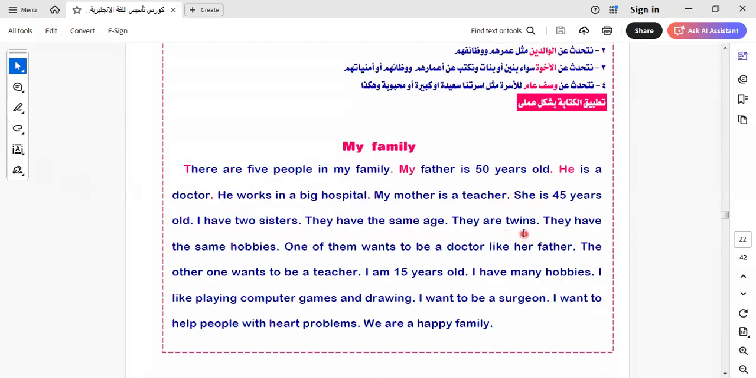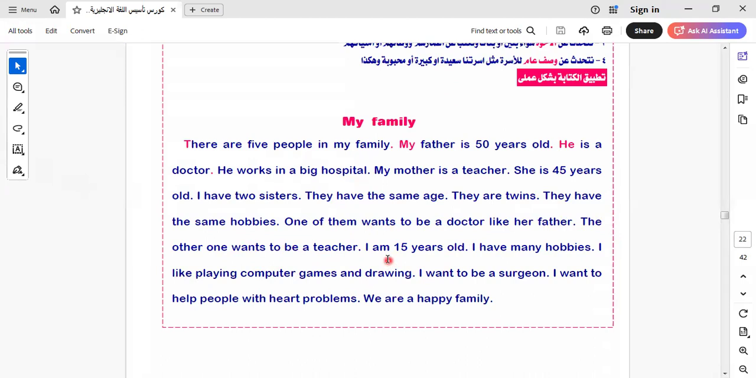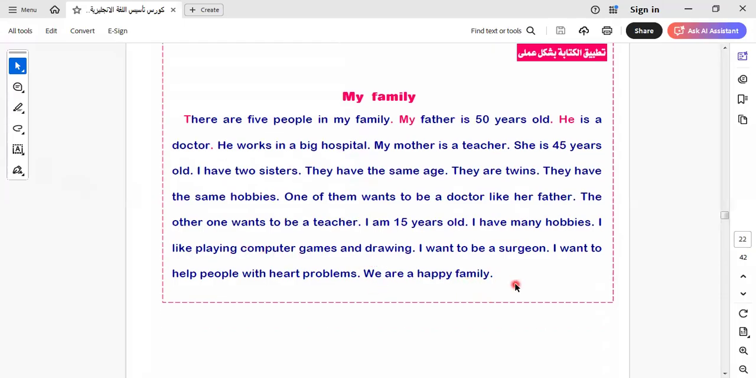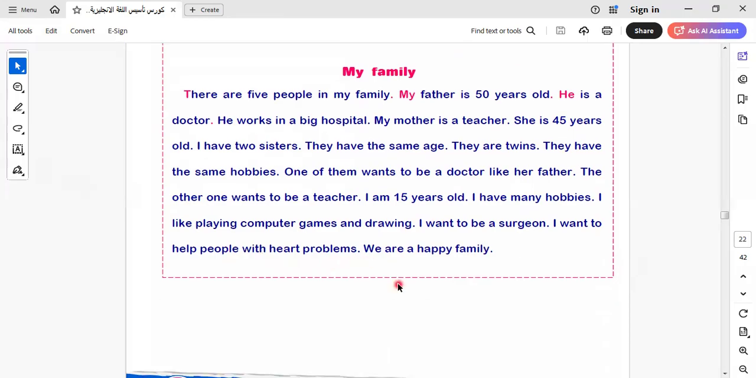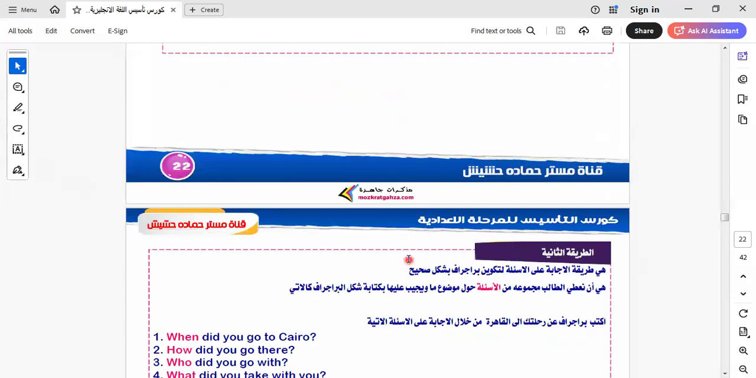Twins means the same age, and some have the same age and are in the same stage in school. They have the same hobbies. One of them wants to be a doctor like her father, and another one wants to be a teacher like her mother. I'm 15 years old. I have many hobbies. I like playing computer games and drawing. I want to be a surgeon. I want to help people with heart problems. We are a happy family.